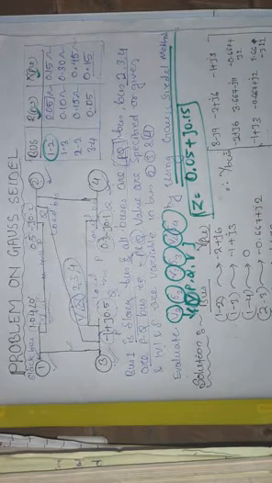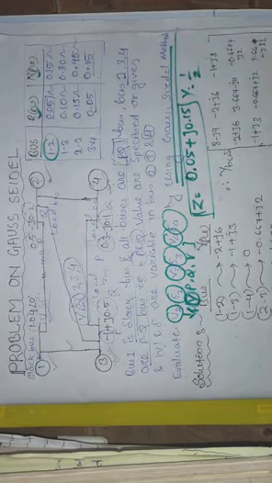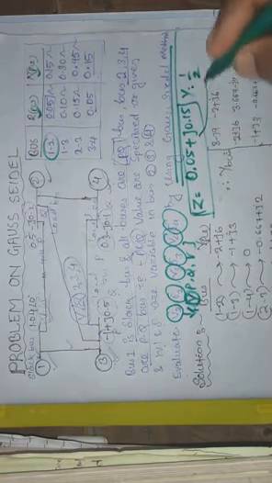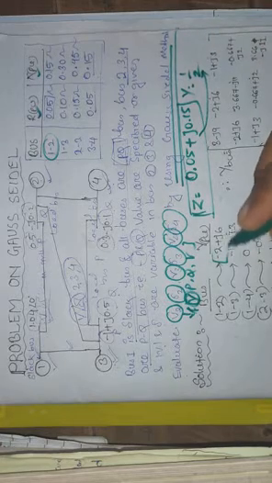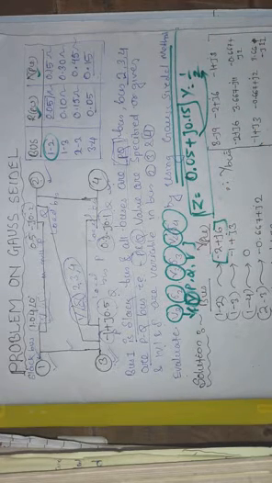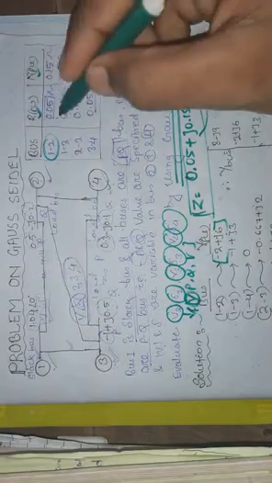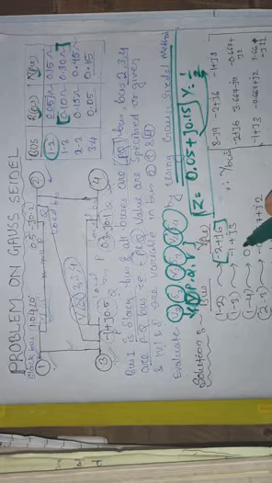So how to calculate the admittance? We know the formula: admittance is equal to 1 by impedance. Put this value here, then you will get -2 plus j6. Like that, you have to calculate all the other things. It is up to you.